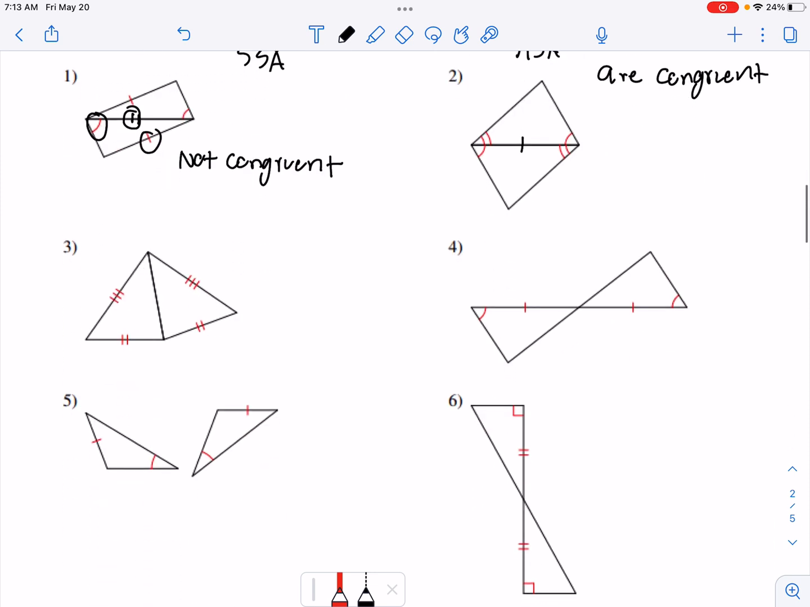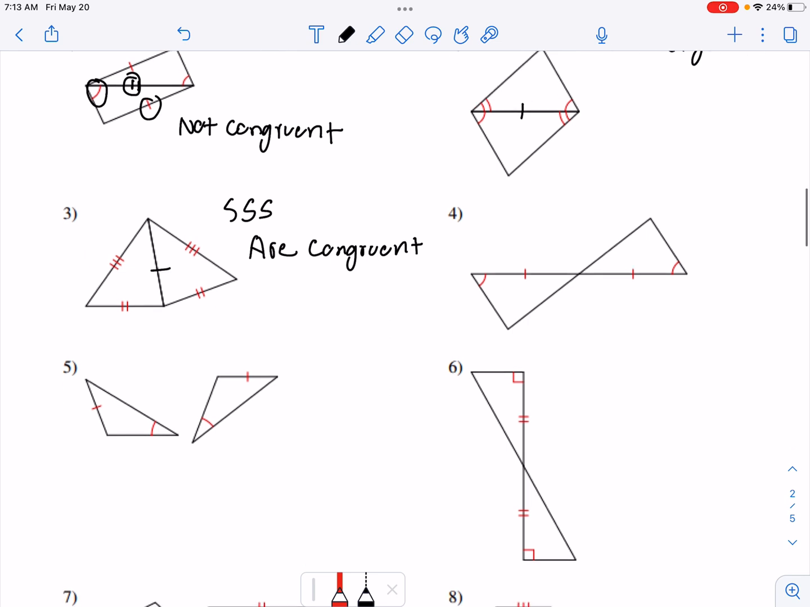Okay, number 3. Once again, this side is congruent to itself because of the reflective property. So that would be side, side, side. We have three sides that are congruent. So by side, side, side, those triangles are congruent.